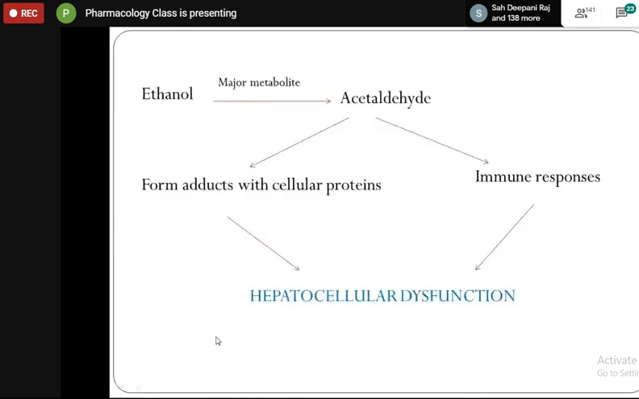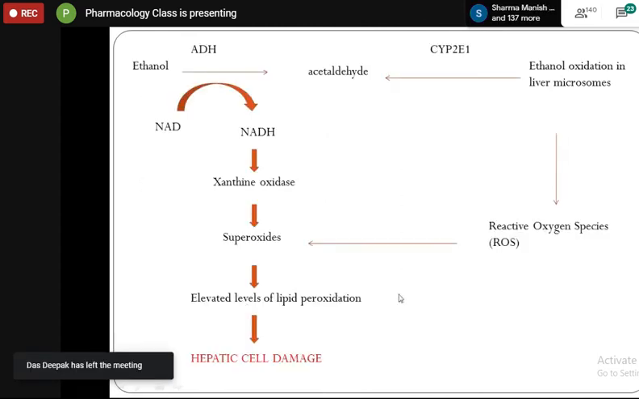The other way around, acetaldehyde, which is the major metabolite from ethanol, is also responsible for forming adducts. Adducts means your acetaldehyde, the metabolites from ethanol, can combine with cellular proteins or liver proteins, and they can behave as an antigen. This will initiate an immune response for the production of antibodies, and therefore through immunogenic hepatotoxicity they can also cause hepatocellular dysfunction, but the main mechanism is through the process of lipid peroxidation.